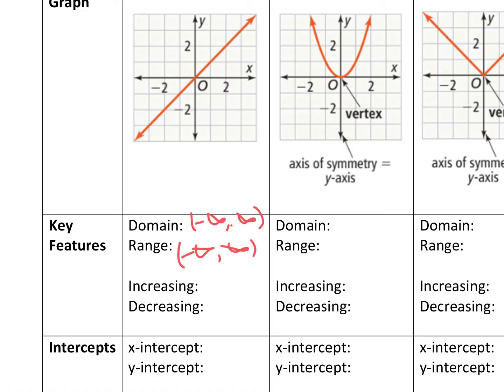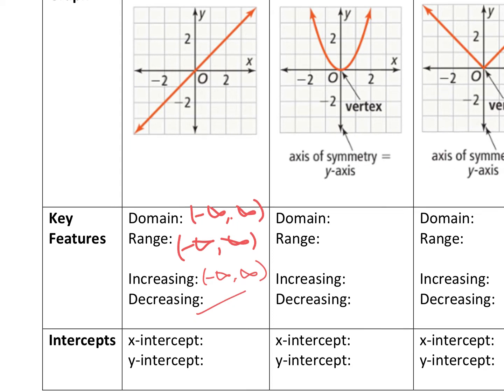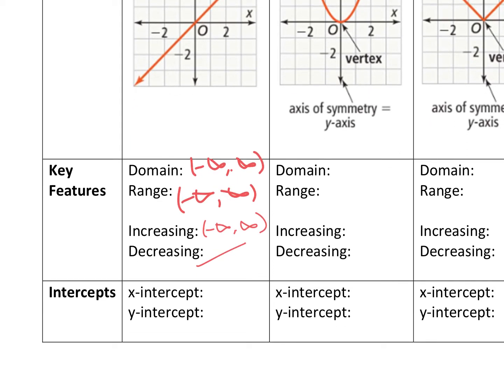Okay, just zoomed in, that might make it easier to write. Okay, so increasing, this particular linear function is increasing the entire time. So it's increasing from negative infinity to positive infinity. Where is it decreasing? It never has that negative slope, so it's not decreasing anywhere. The x-intercept and the y-intercept are both at the origin. So x-intercept is 0, y-intercept is 0.